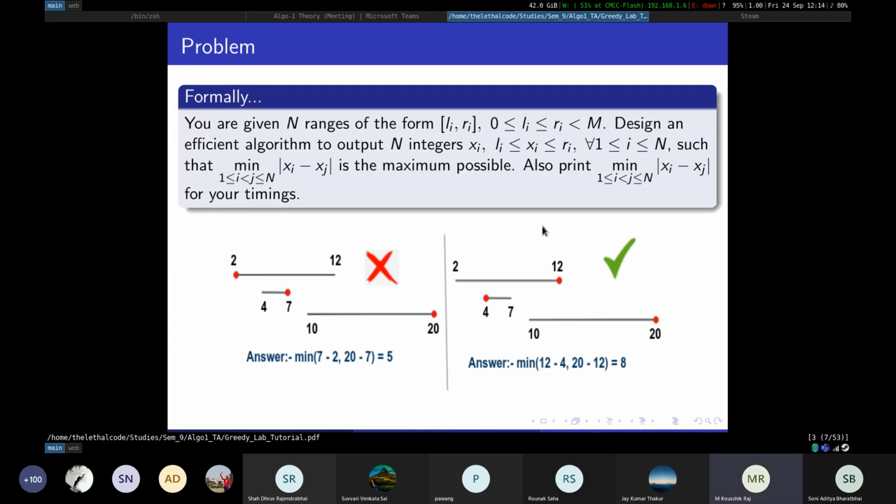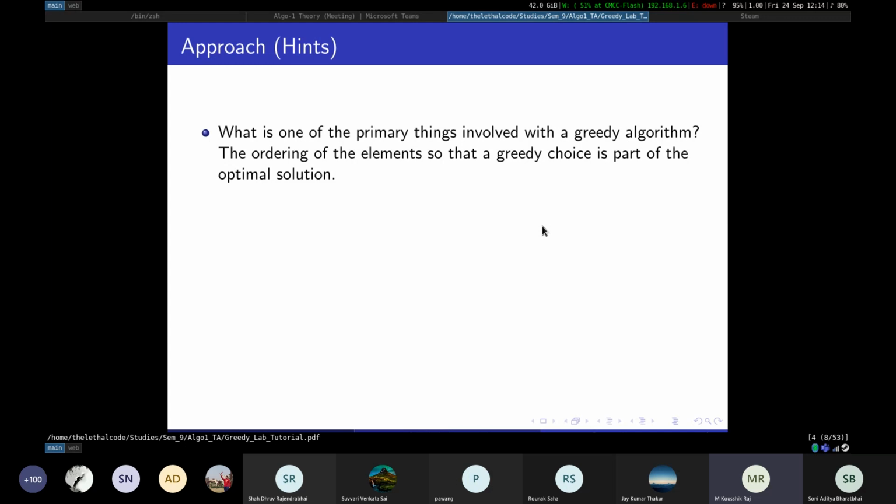So if you are struggling, I can give you some hints. Just earlier, sir has been teaching you about greedy algorithms, and one of the most important points of greedy algorithms is that you have to order the elements of the problem in such a way that if you make a greedy choice, it is part of the optimal solution. So try to think of some ordering of the elements so that you can work with by making a greedy choice. Since you know the problem is going to be about greedy, just think of it in greedy terms.